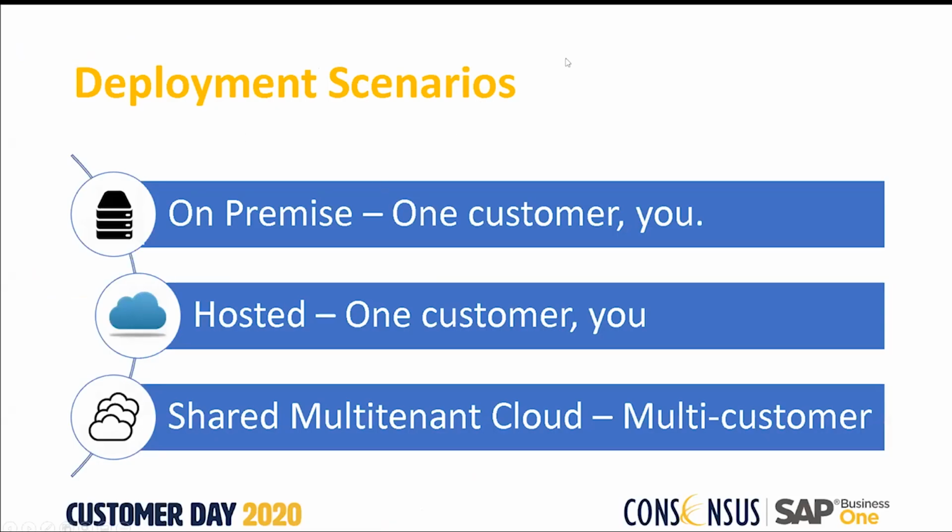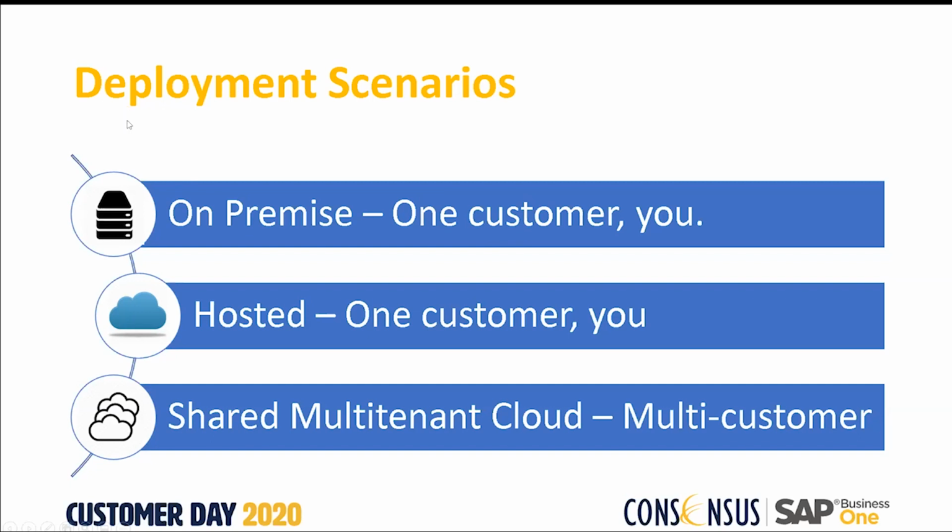So the first thing to take into consideration is the deployment scenario. Some of you have servers that you purchased and you're hosting in-house. So you have an IT team, or you just have a server in-house where we've already installed Business One and HANA for you. But some of you have contracted IT services externally. For example, you might have an environment that you purchased, but you have it at a data center. So that's called a hosted environment.